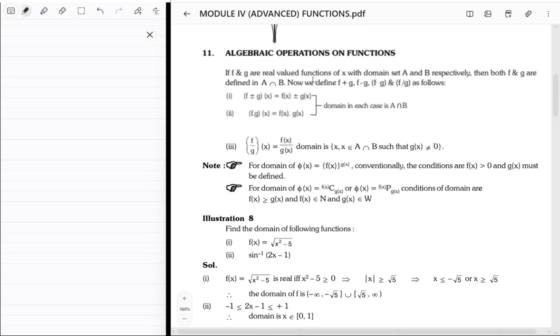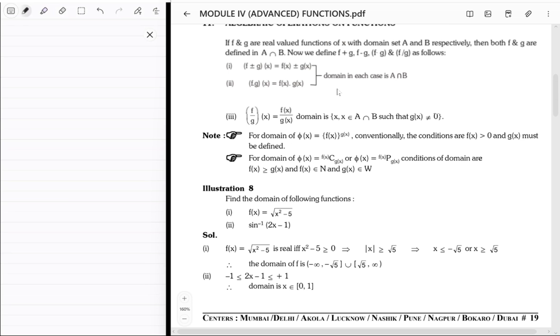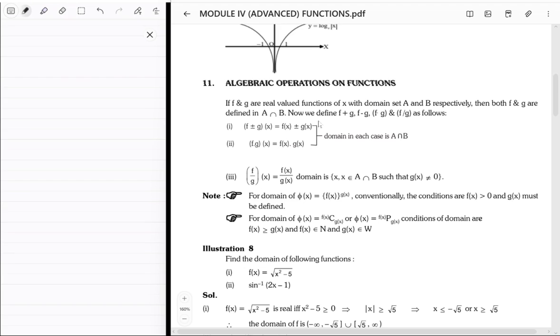Right, whatever. Where are the interfaces? What is this? Phi of x. Is that the Euler totient function? No, that can't be. Algebraic operations on functions.